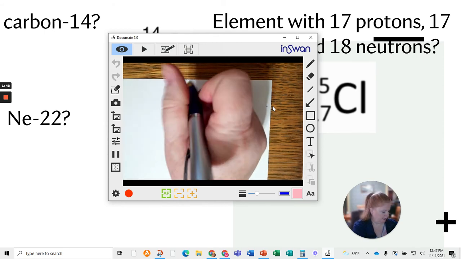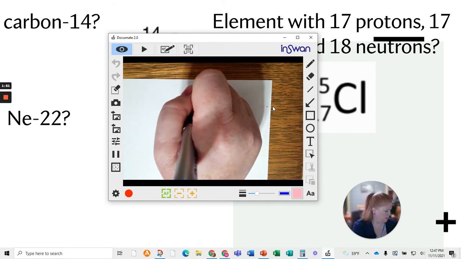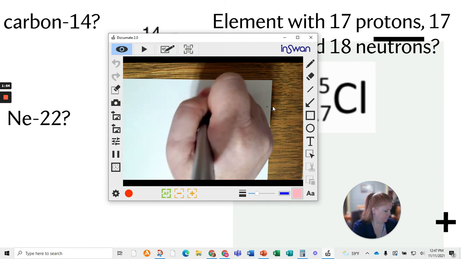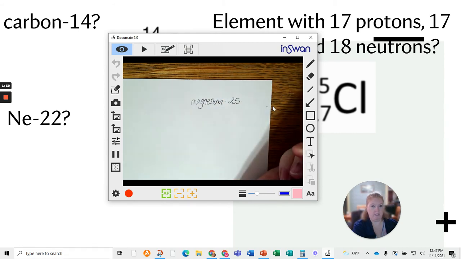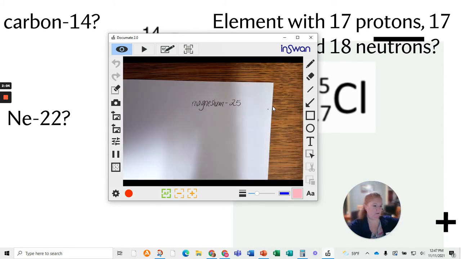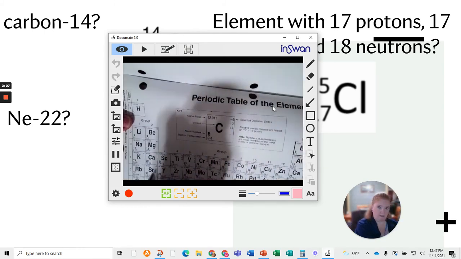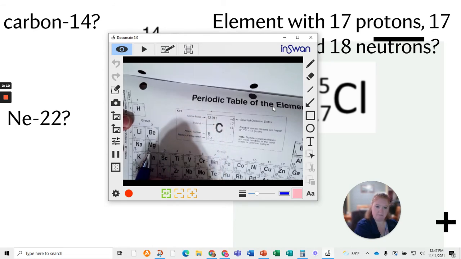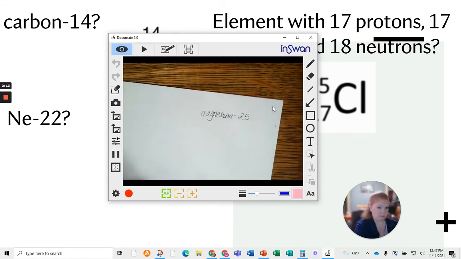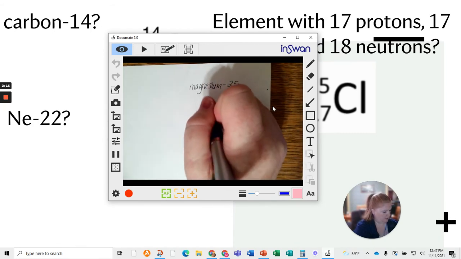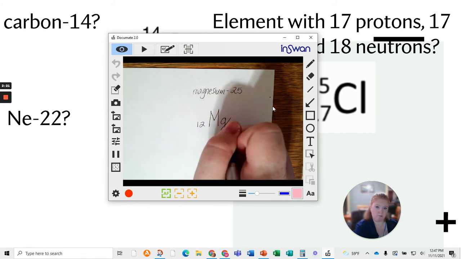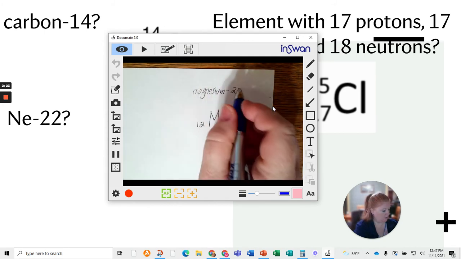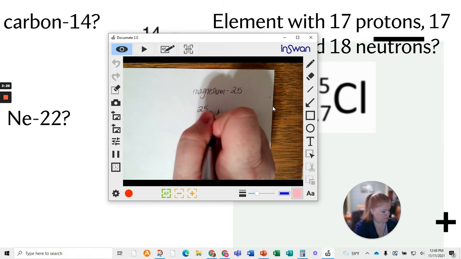So I could write magnesium 25. So if I wanted to write that in isotope notation, I would go to the periodic table, find magnesium, there's its symbol, there's its atomic number. Start there, okay? Magnesium 12. Notice when I wrote the symbol, that's a lowercase g. That was the atomic number. The 25, the mass number, goes up here.